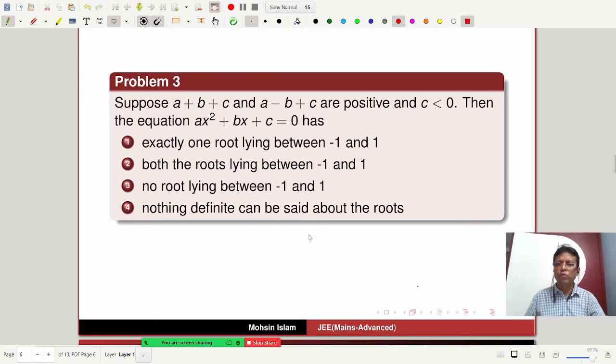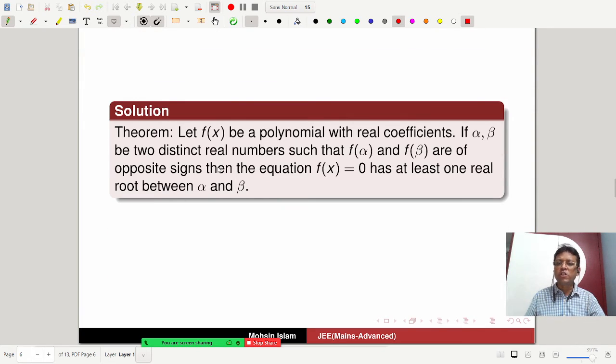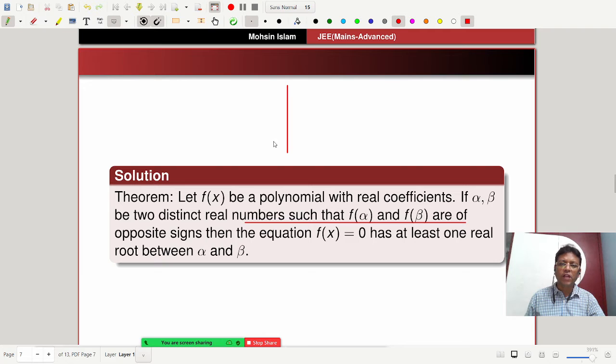Before that, let me talk about one very important concept that is sometimes called Bolzano's theorem. Let f(x) be a polynomial, and you know that polynomials are always continuous and differentiable. Take a polynomial with real coefficients. If alpha and beta are two distinct real numbers such that f(alpha) and f(beta) are of opposite signs, then the equation f(x) = 0 has at least one real root between alpha and beta. If you draw the diagram, suppose this is the polynomial, and suppose this is alpha and this is beta.